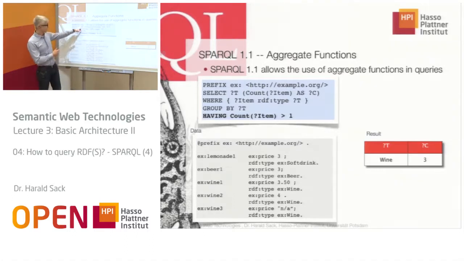And the rest of the query is as the query before. So therefore, this having count item greater than 1 simply serves as the filter and filters out all categories that contain 1 item or less. So the result is given here. You have a simple table with 1 row as a result, and there is wine as it has 3 different items in its category.